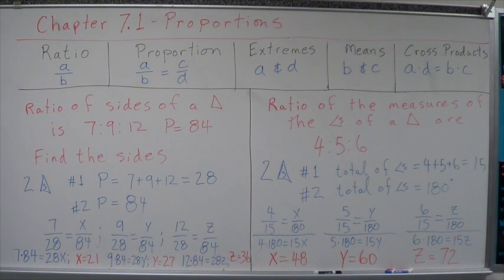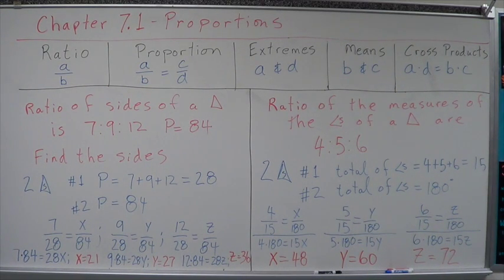6 times 180 equals 15z. Z equals 72. Okay, add all those up. We better come up with 180. 48 plus 60 is 108, plus 72 is 180. Okay, study those. You'll have them on test. And you need to know these little tricks.